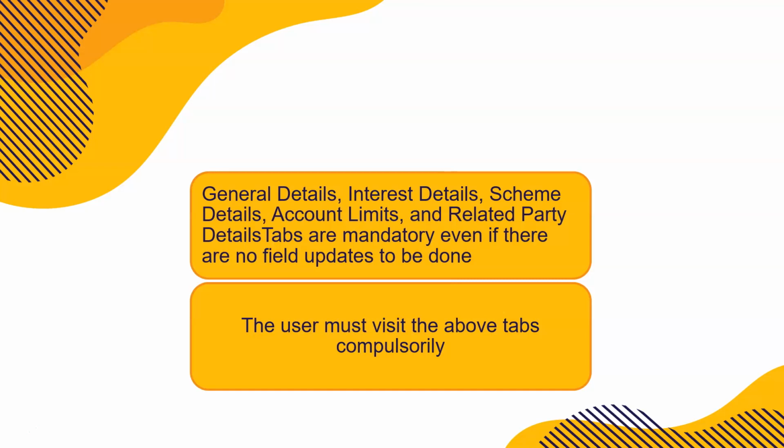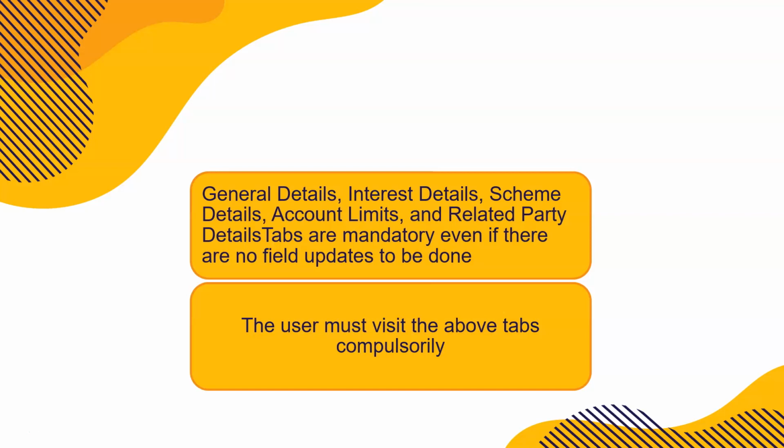Earlier also, while opening current accounts, I had told you general details, interest details, scheme details, account limits, related party details are mandatory, right? As I told you earlier also, related party details, even if it is a proprietorship or OPC wherein only a single director or single person is proprietor in the account, we have to visit this. Otherwise, this is for adding any guarantors' details. Related party tab details is for adding any directors. If there are 2 directors, we can add their KIF IDs here, or authorized signatories, we can add them here, right?